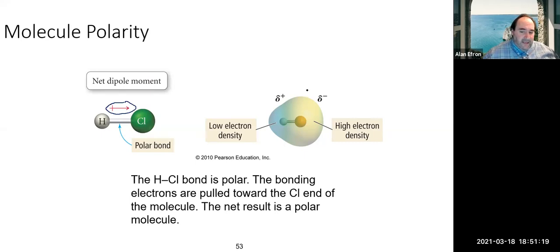And what that means is this is kind of like the electron cloud. So we would expect to find more electrons hanging out over here, making this side of the molecule more negative and this side more positive.